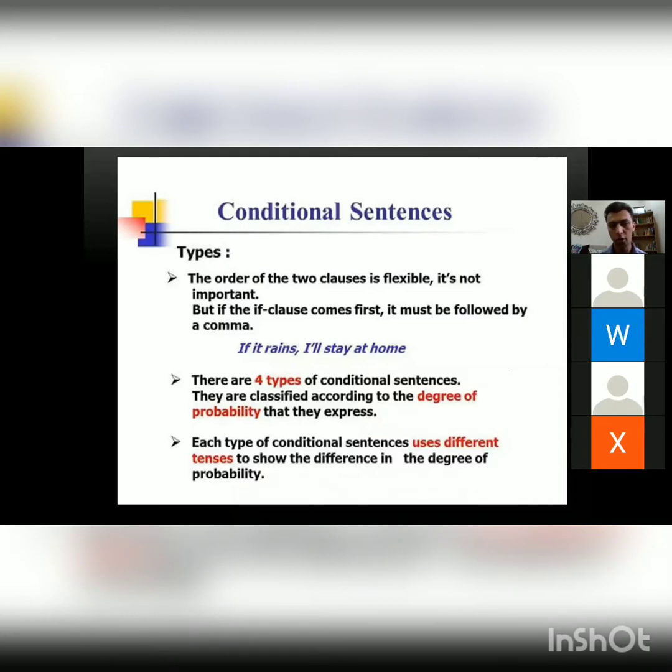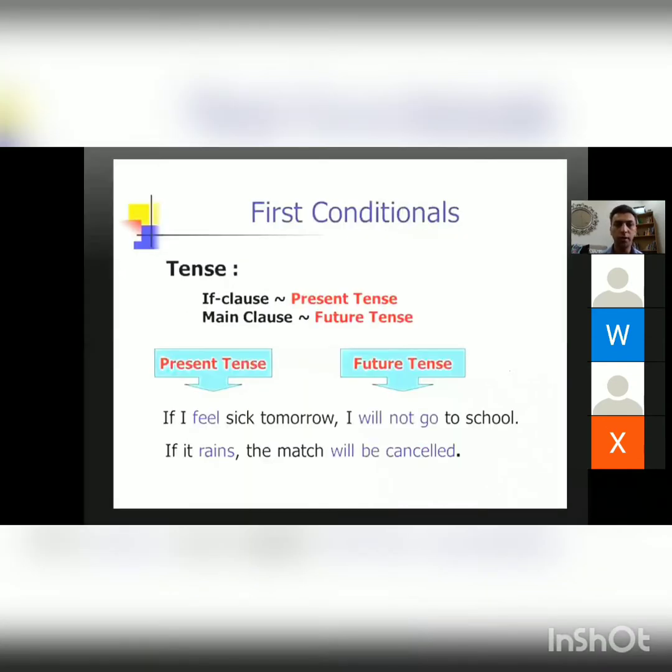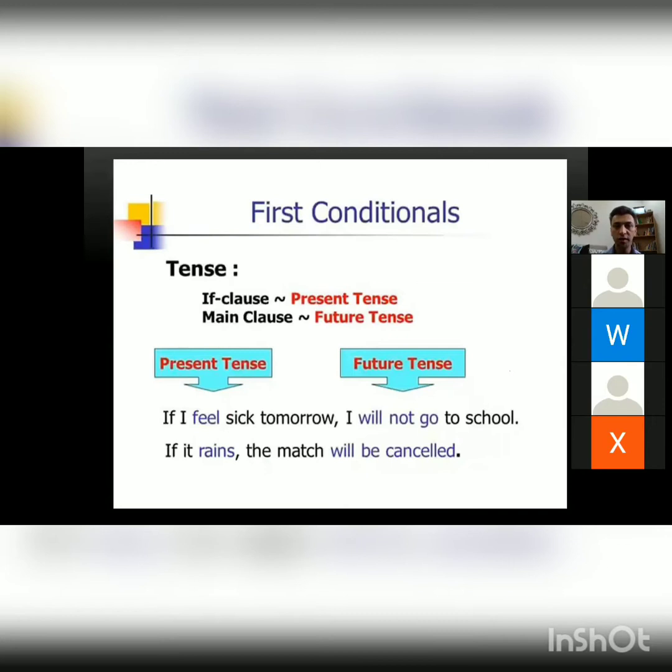Yes. Okay, and you have to keep in your mind that we classify them according to the degree of probability. When we come to examples, it's going to be more clear for you.